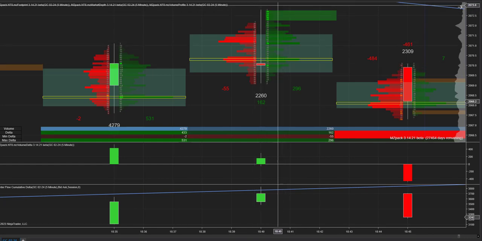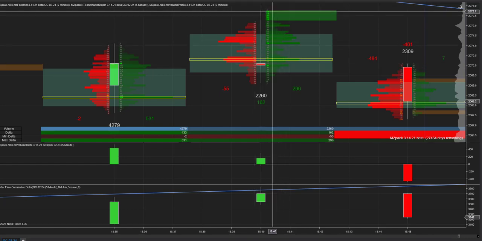Look at the top of the candle. I have a single print. Only one contract got traded at the top. You see, only one contract. No interest was there. And I have a stacked imbalance at the top. Yet the price closes almost toward the bottom there. So I knew that the market was going to go down.